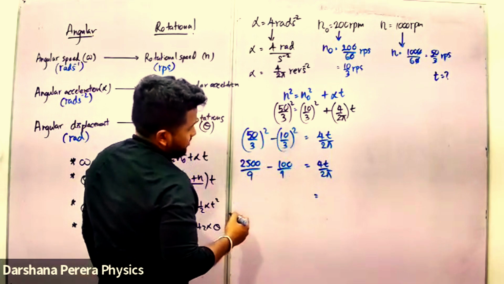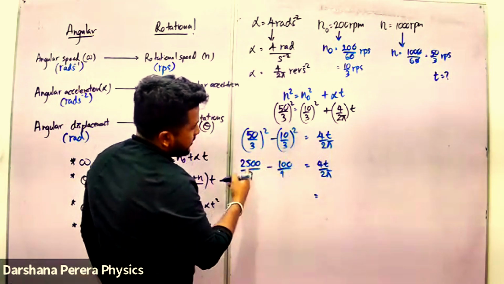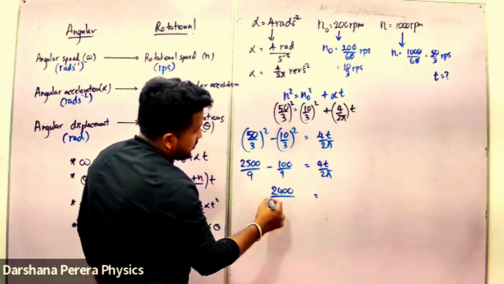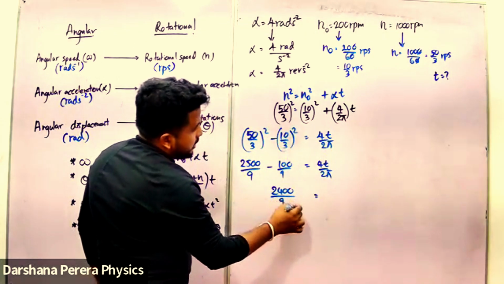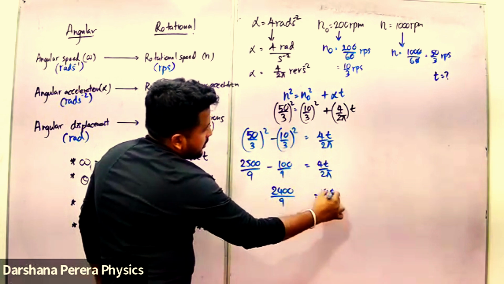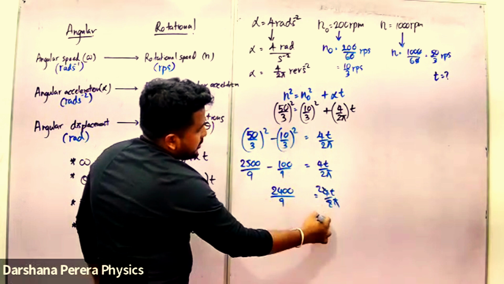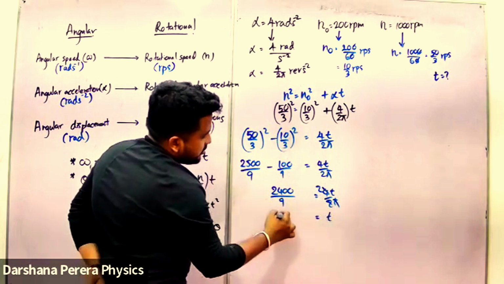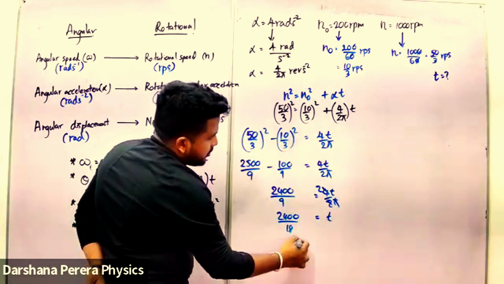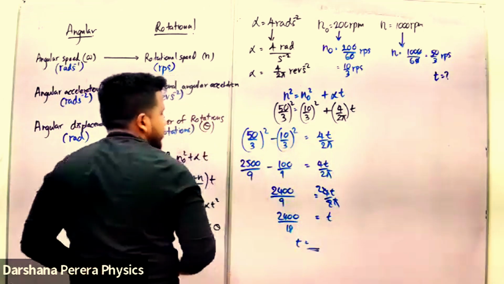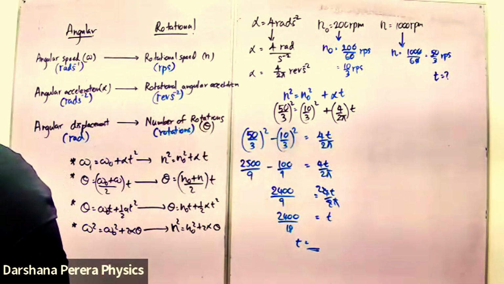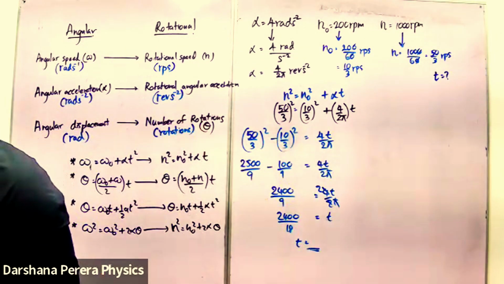We can take 2,400 over 9, 40 to 5. We can take t as 80. What is the t value? I think it should be the previous value. It should be the previous value.